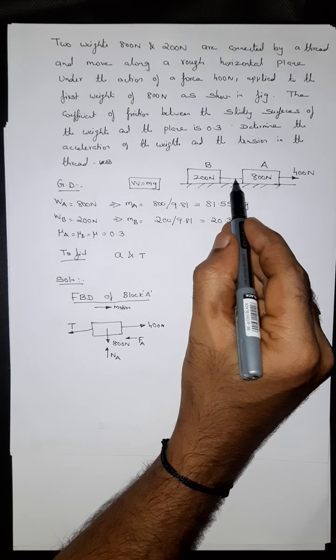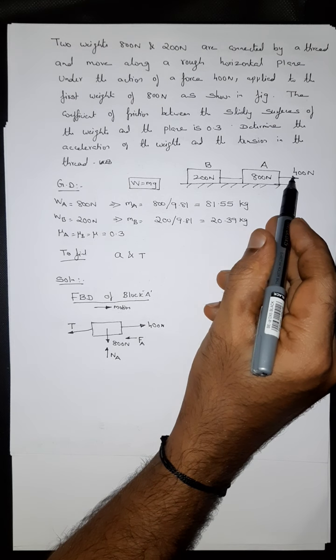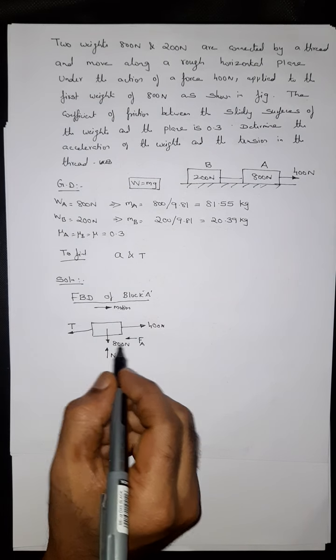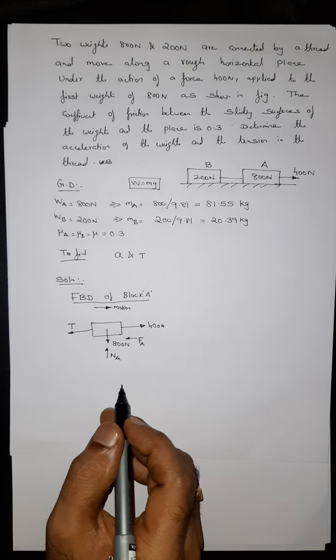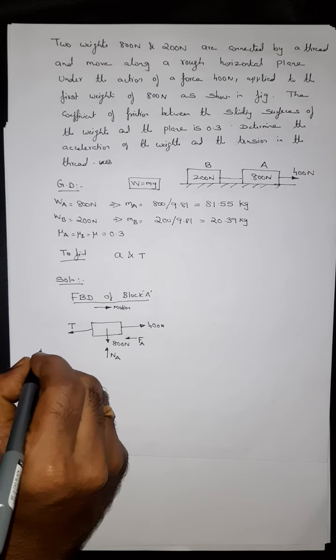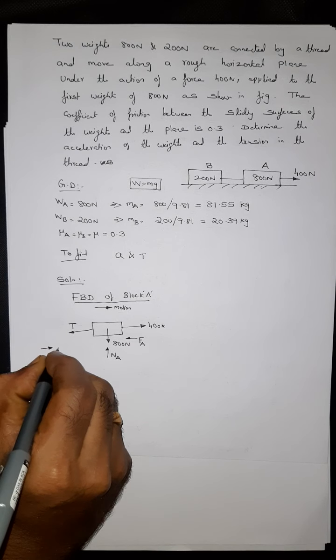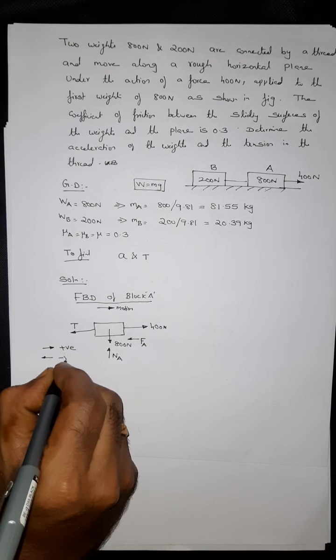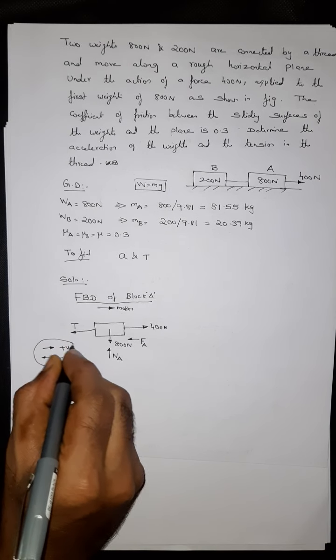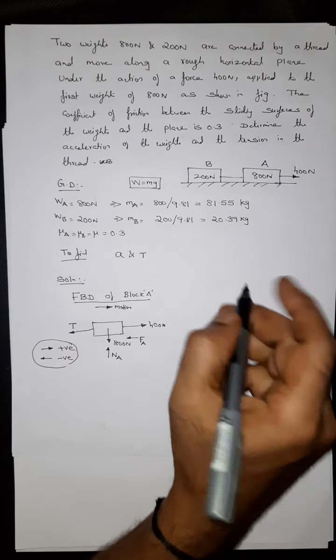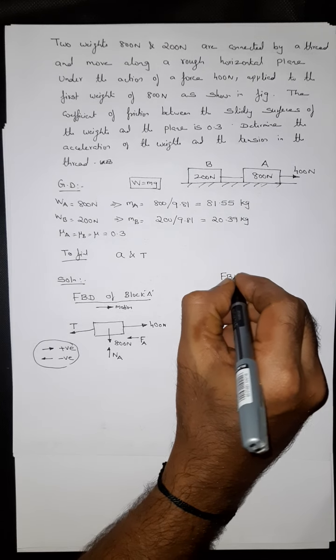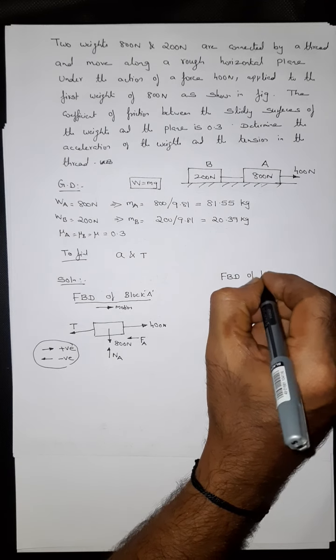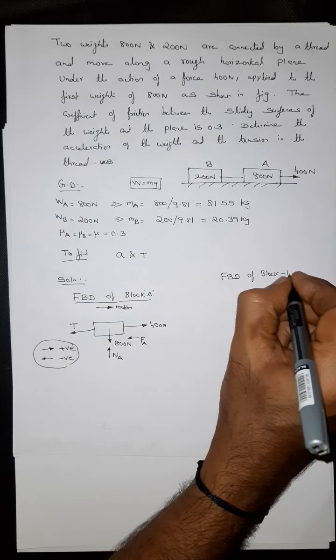So now look at here. Towards right is positive direction. Towards left is negative direction. Clear? Now let me draw the free body diagram for block B.